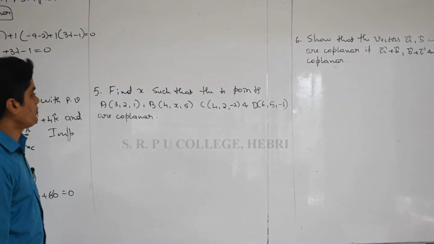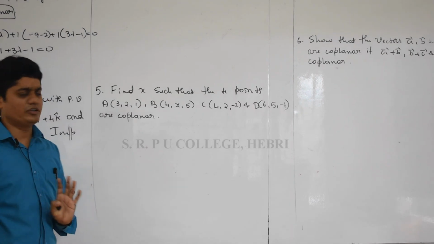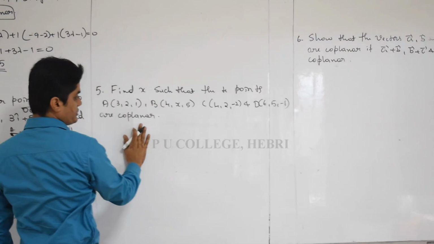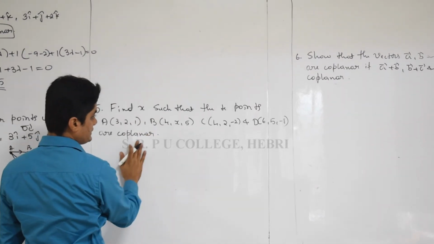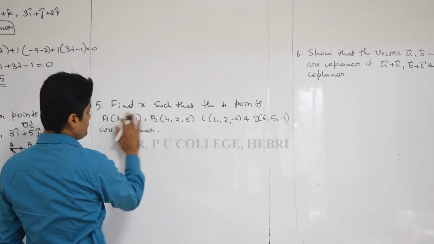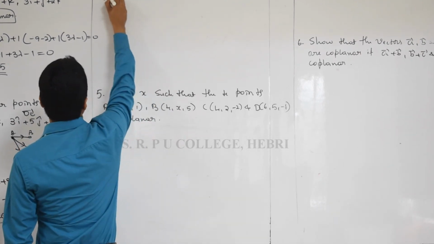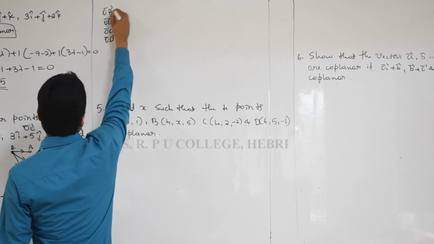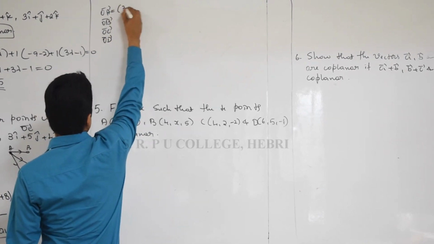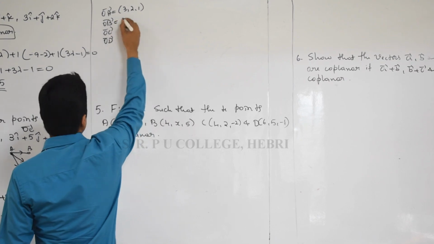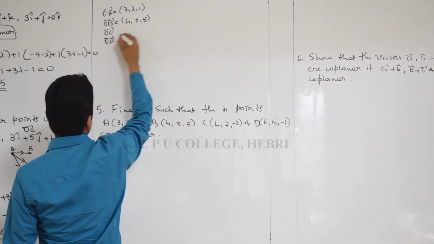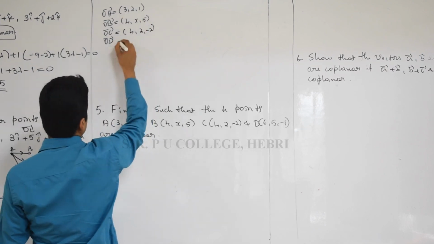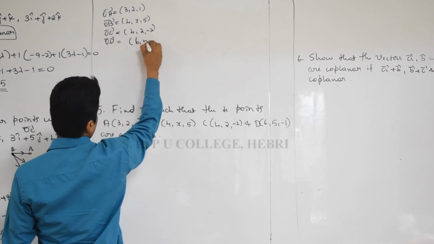Find x such that the 4 points are coplanar. Again a similar pattern. Find x such that 4 points are coplanar. I'll start writing the solution here. The question is here, I can erase this later. Observe carefully now. The 4 points are coplanar. Again, what are the given data? OA, OB, OC and OD. What is OA? 3, 2, 1. What is OB? 4, x, 5. What is OC? 4, 2, -2. And OD is equal to 6, 5, -1.